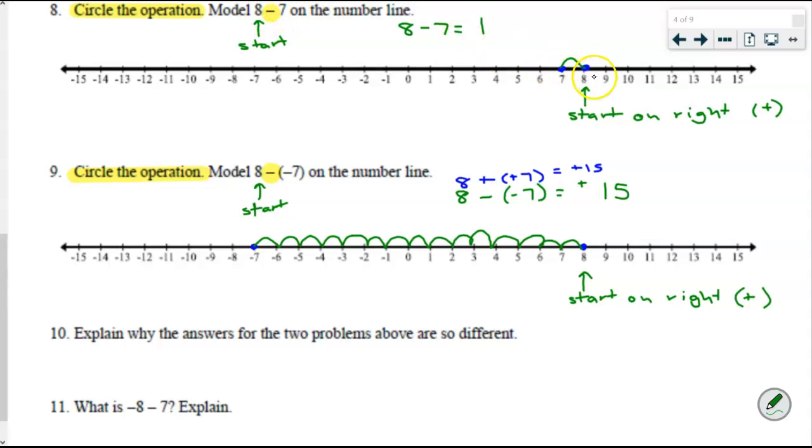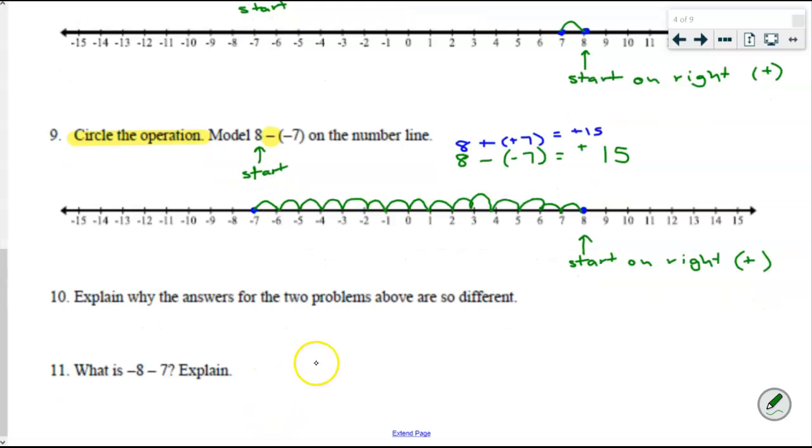Here, they're both positive. So they're on the same side of the number line. They're pretty close together. Here, we have a positive, and we're subtracting a negative, which is all the way on the other side. Automatically, that makes them pretty far apart. So they're going to be pretty different. Good job. Good summary.